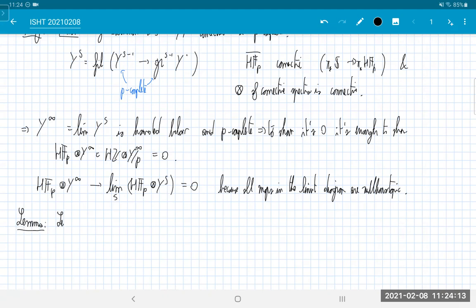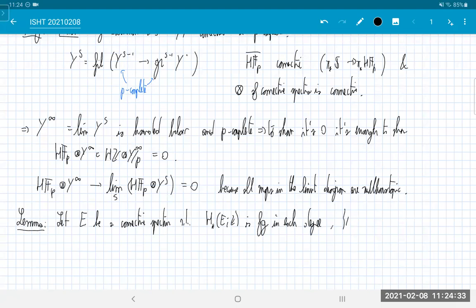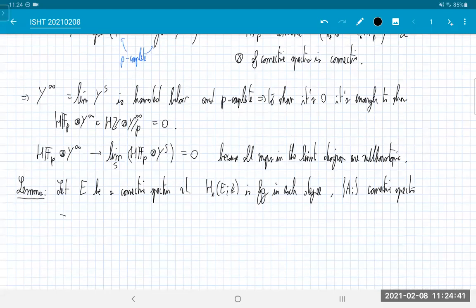So let E be a connective spectrum such that H_star of E with Z coefficients is finitely generated in each degree, and A_i a bunch of connective spectra. Then E tensor the product of the A_i is the same thing as the product of E tensor A_i.